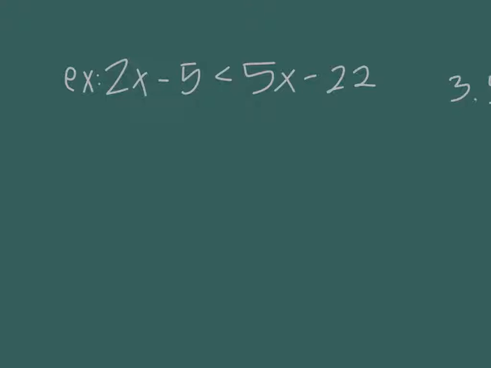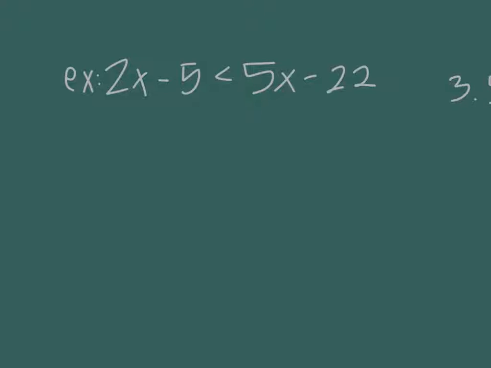Okay, so let's move past these inequalities with one variable on one side, and let's look at inequalities that are a little bit more complicated by adding a second variable of the same type on the other side. So this one, we're going to have 2 x's, not just one, but 2. So it says 2x minus 5 is less than 5x minus 22.